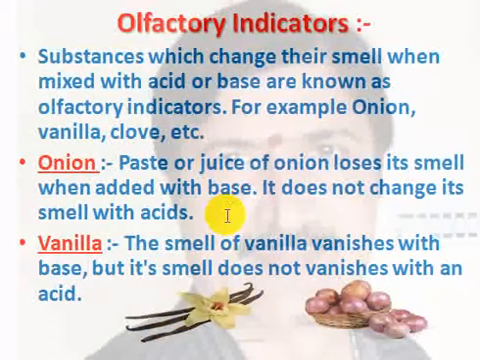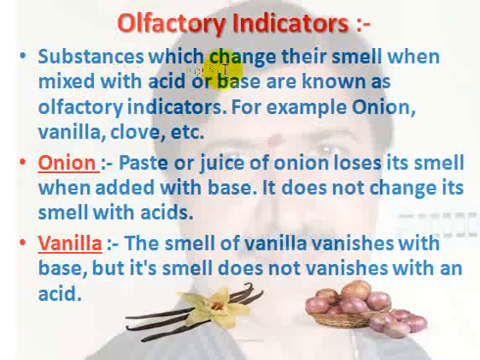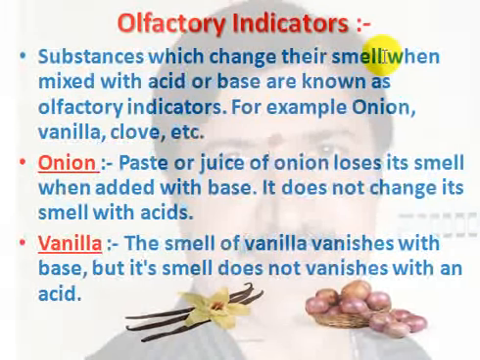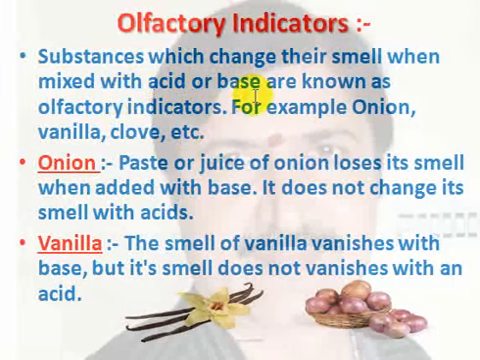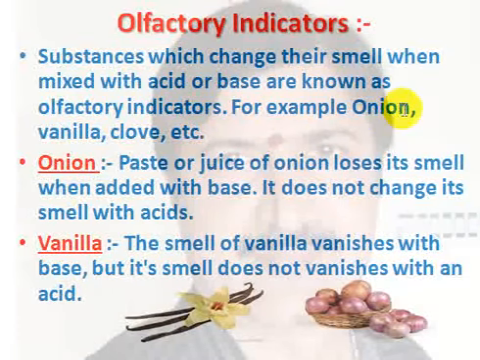There are some indicators called olfactory indicators. Olfaction refers to smell. These substances generally have some specific smell of their own. But when these smelling substances are added to acid or base, they change their smell. Based on this, we can identify whether the given substance is a base or an acid. Examples for olfactory indicators: onion, vanilla, clove, etc.